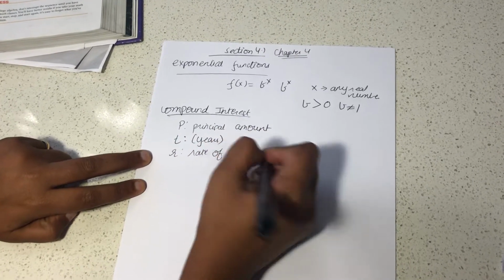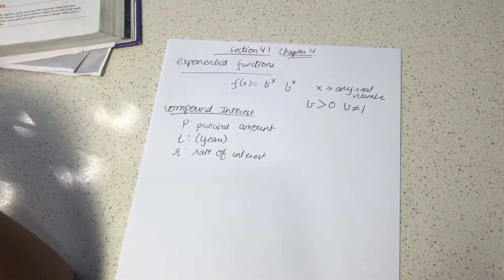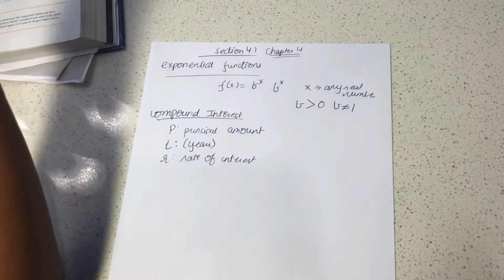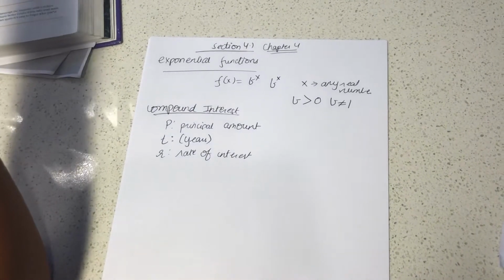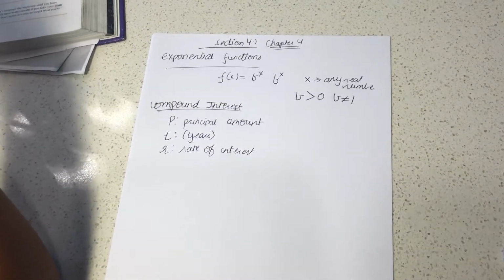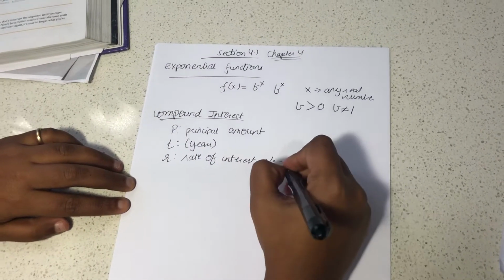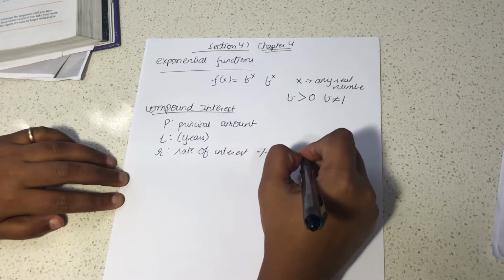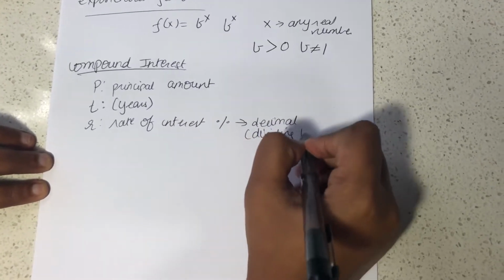What does that mean? I'm putting my money in the bank. The bank can use my money for anything they want. My money is there in the bank, and they're supposed to give me some interest on it. That's known as the rate of interest. Usually it's given in percentage, but you have to convert it into decimal, which is done by dividing by 100.